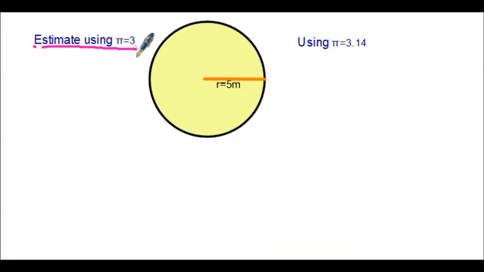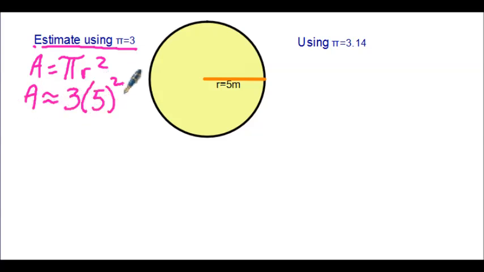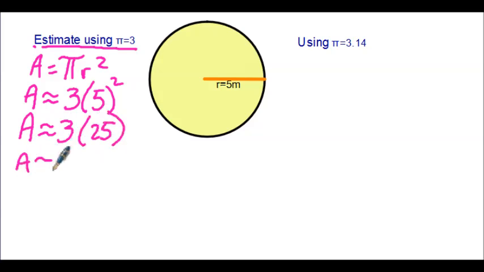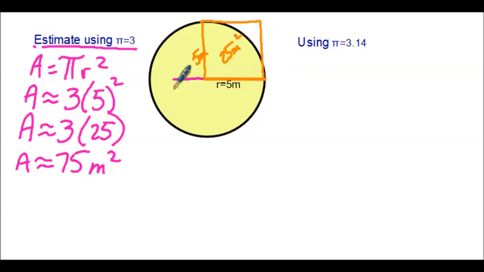Let's see why this works. If you were to estimate the area of this circle using 3 for pi, you would say 3 times 5 squared, which is 3 sets of 25, or area is about 75 square meters. What they're actually saying is if you made a square using the radius for a side, you would get a 25 square meters here.